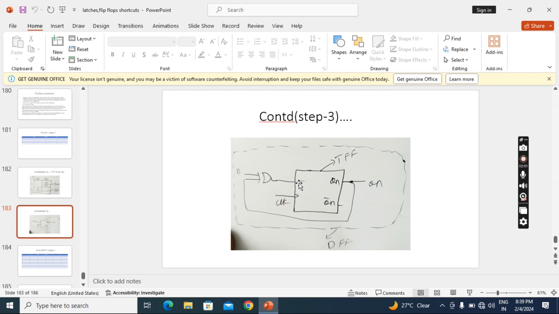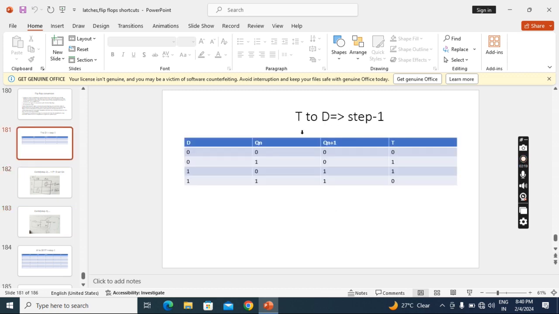Then what is this T value? I got D XOR Qn. So I take an XOR gate, I give D here and I give Qn here. Then it will become a D flip-flop. This is the flip-flop conversion process of T into D.